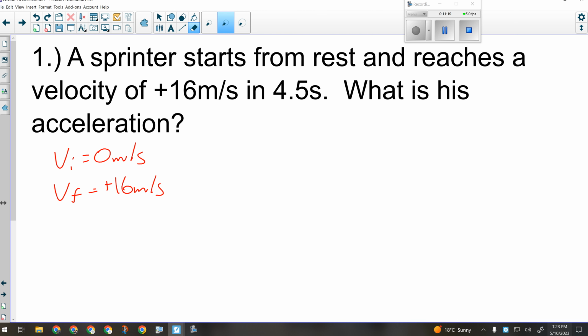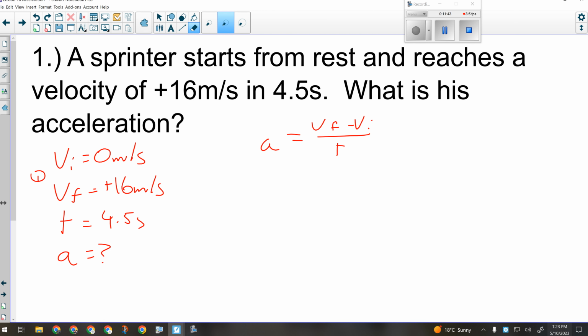The other thing I can look at are the units. If something's in meters per second, it's one of the two velocities. Okay, and then it says it does that in 4.5 seconds. What is that? That's the time. All right, so find the acceleration. So we're looking for A. So you get a mark for that. You get a mark for selecting the right formula.